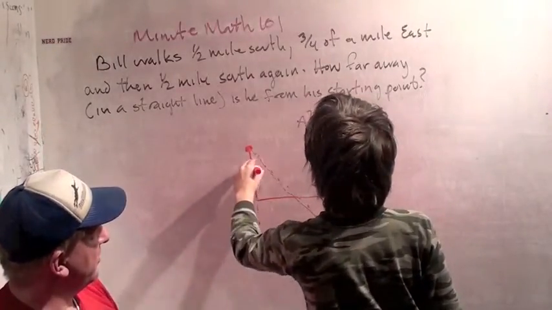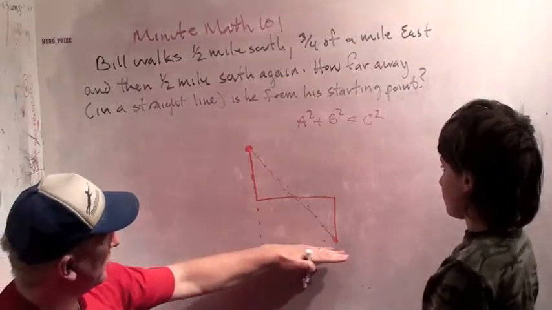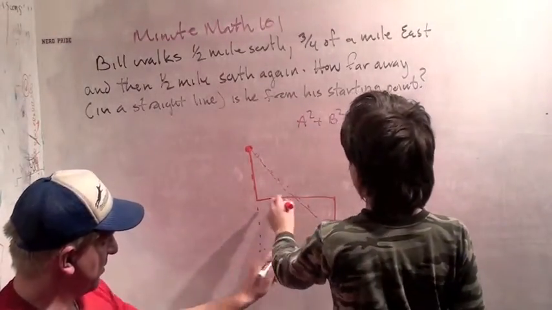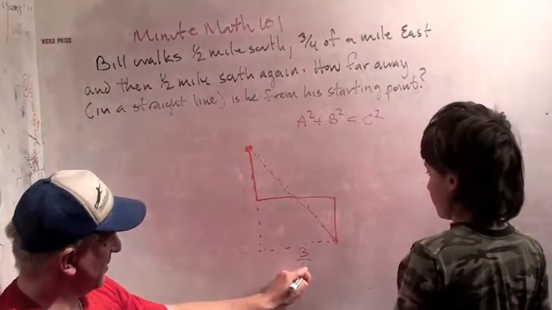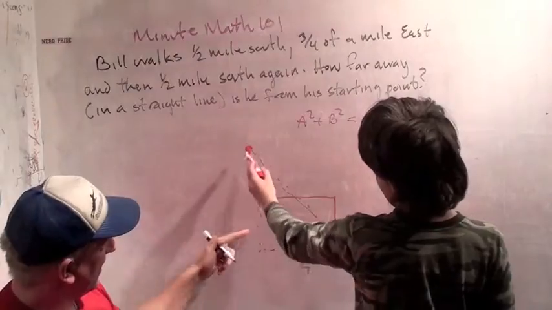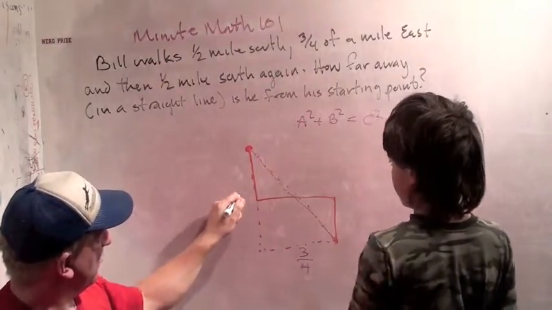Aha! If we just draw a triangle like that. Now how long is this side here? This is 3/4 of a mile. Okay, 3/4. I think we're getting a little low, but that's a half. This is a half, and this is a half. And so this is 1 mile.